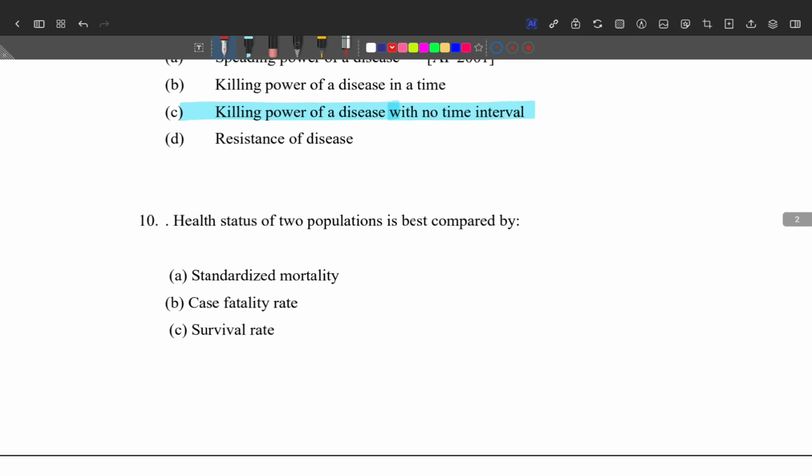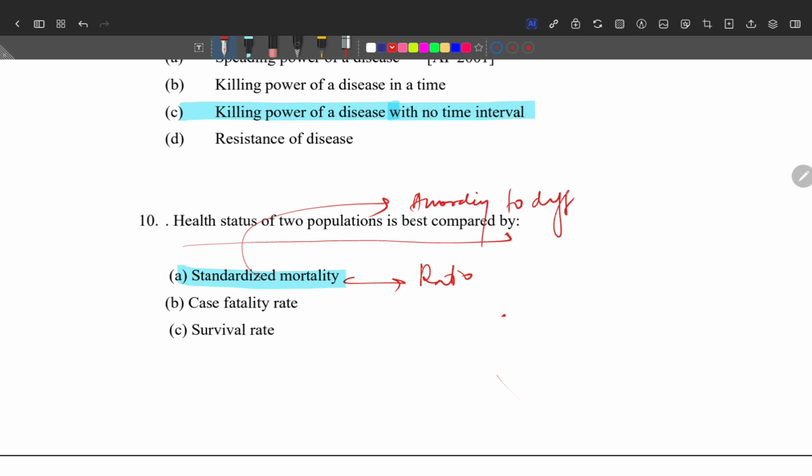And I will take the last question. I said 15 minutes for the first session, so it's the last question. The question is, the health status of two populations is best compared by what means? It is always compared by standardized mortality rate. Now the standardized mortality rate is basically a ratio, and it is calculated according to differences in age. Different age groups are calculated in a different manner.